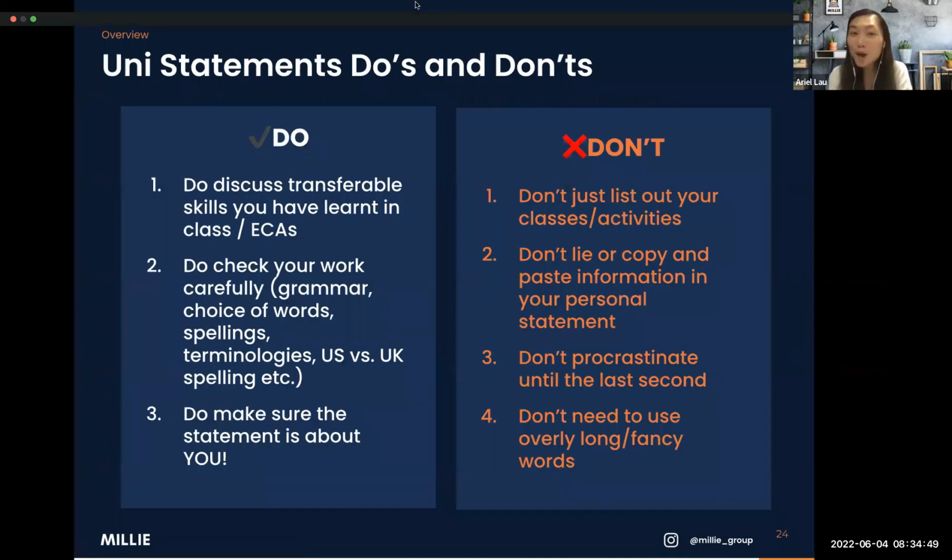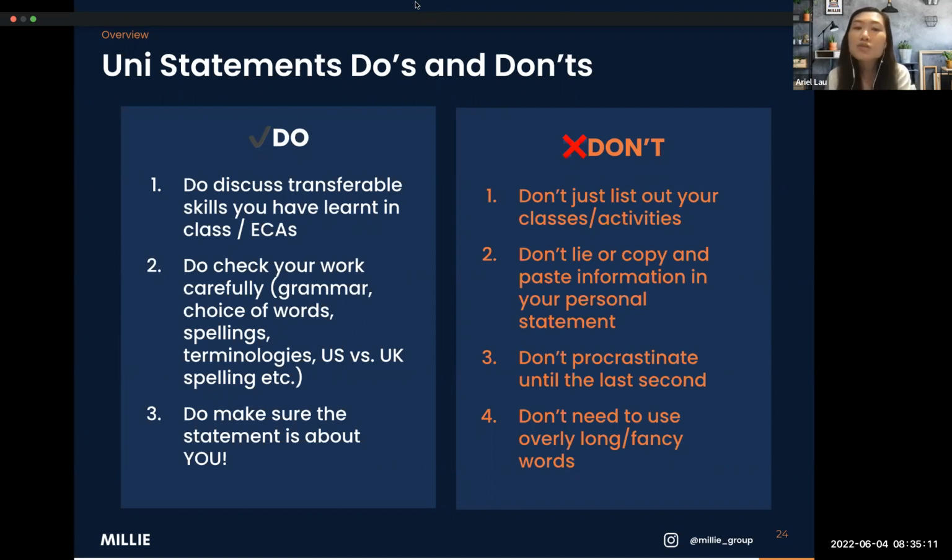So just to sum up, some do's and don'ts for your personal statement. So do discuss transferable skills that you have learned in your class or ECA, especially in your UCAS personal statement. And even for your US personal statement, show the content, not tell. Not, oh, I am very confident. Use a story to show me that you're confident.